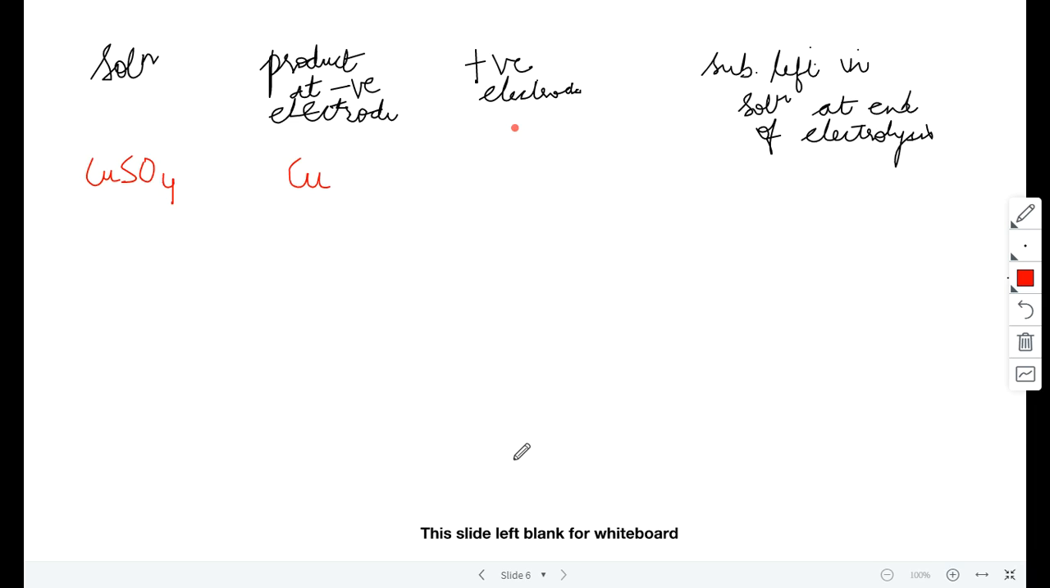Now what will go towards the positive electrode? Sulfate ion is present, and what else? OH negative ions are present. But sulfate ion, why sulfate ion? I told you when OH negative ion is present, and when a halide ion is present, then the halide ion goes, otherwise always OH will go. So when OH will go, what is it going to form? It is going to form O2.